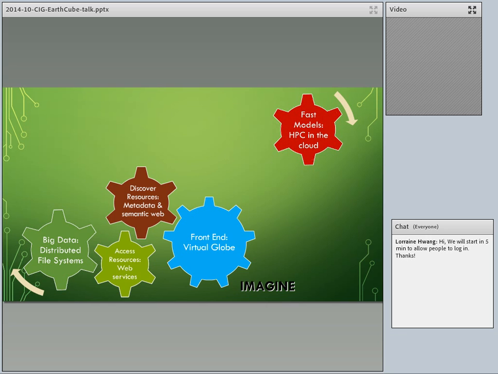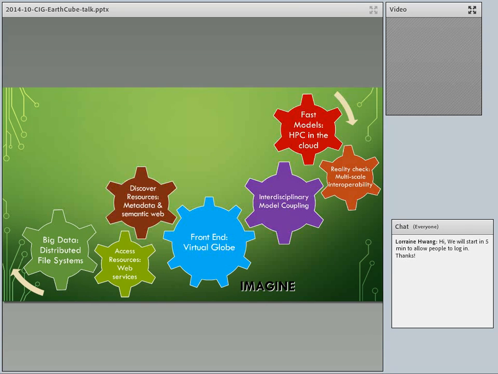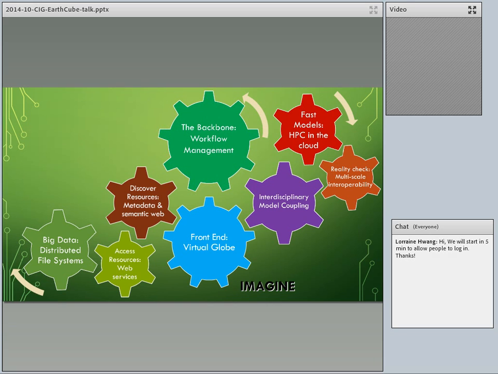And now there is also the modeling world, the numerical models that need to have access to high-performance computing, and these could be connected to the front-end virtual globe through interdisciplinary model coupling with some inherent multi-scale interoperability checks to prevent connecting things that should not be connected together. And that also requires semantics and cross-domain metadata. Then there is the backbone, which is the workflow management, because whatever we do in the system needs to be recorded and reused and shared. And for sharing, we want a notion of research groups, and that would really be the carrot. That would really make sense in the context of using the system.